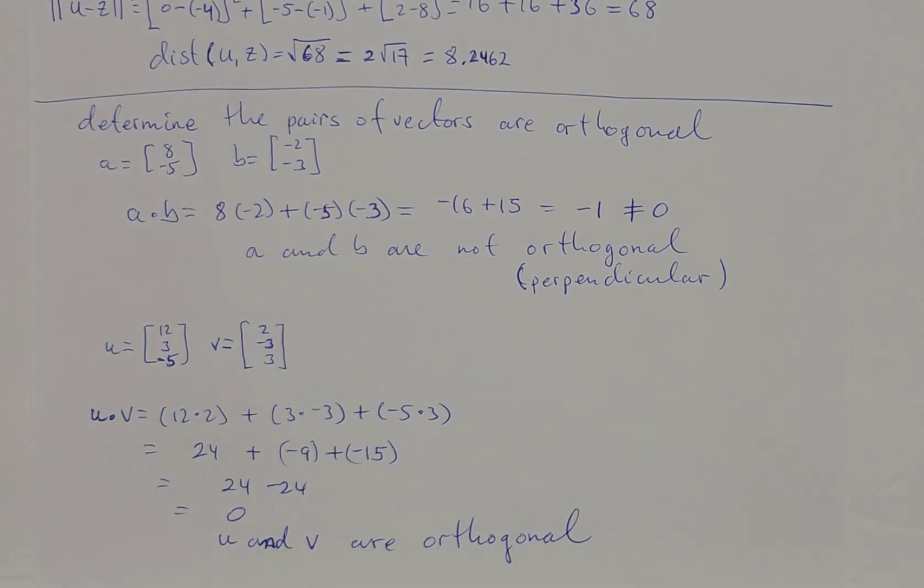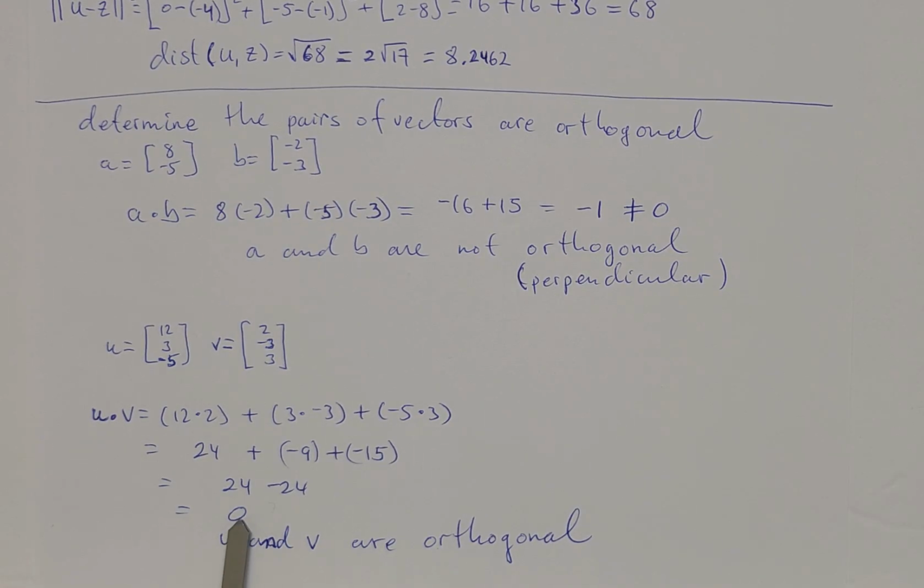All right. In the bottom example here I have a U vector and a V vector. So 12 times 2, 3 times -3, -5 times 3, which is here. Multiply them: 24, -9, -15. Add them across, and 24 subtract 24 gives me 0. And since it equals 0, U and V are orthogonal. One more time, to be orthogonal, it has to equal 0.